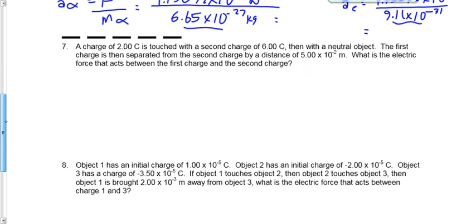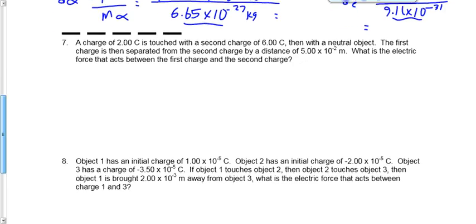So we'll go to number 7 then. A charge of 2 coulombs is touched with a second charge of 6 coulombs, then with a neutral object. We'll assume that after every time they touch, the objects are separated, so we don't have at any point 3 of them touching each other at the same time. The first charge is then separated by a distance of 5.0 times 10 to the minus 2. What's the force that acts between the first and second charge?